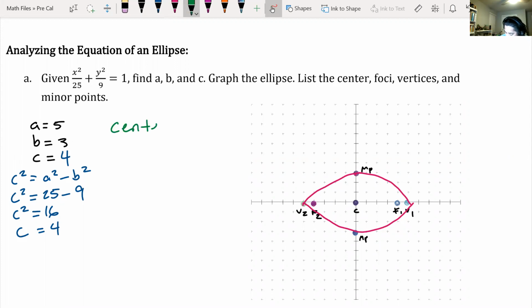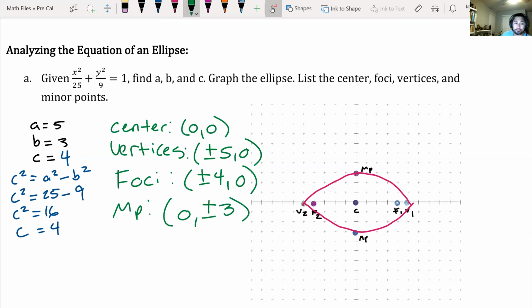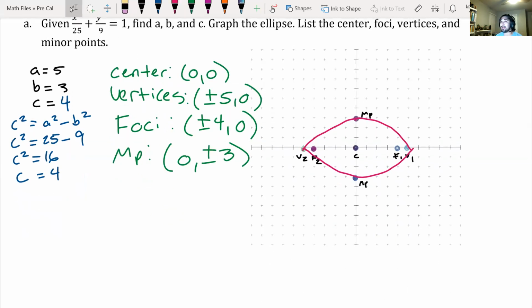So center is at 0, 0. Vertices, and I'm going to sum these points up now. Vertices are at plus or minus 5 and 0. Foci are at plus or minus 4 and 0. And minor points are at 0 and plus or minus 3. All right. Any questions on that?